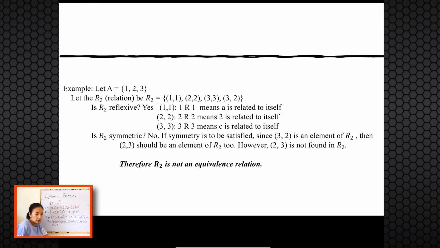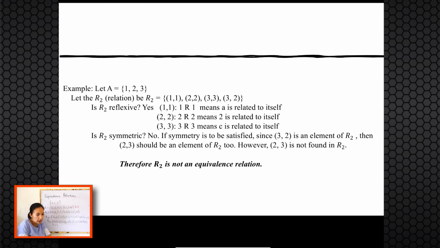So, checking on the first property, 1 is related to 1, and 1 is a member of the set. 2 is related to 2, and 2 is a member of the set. 3 is related to 3, yes, 3 is a member of the set. So, the first property, reflexivity, is satisfied.